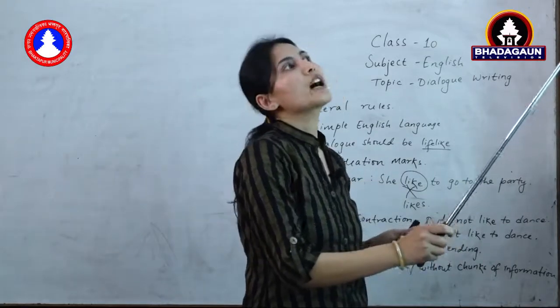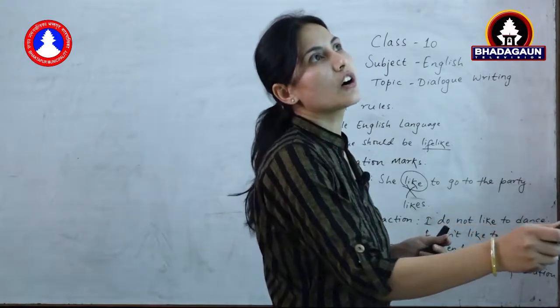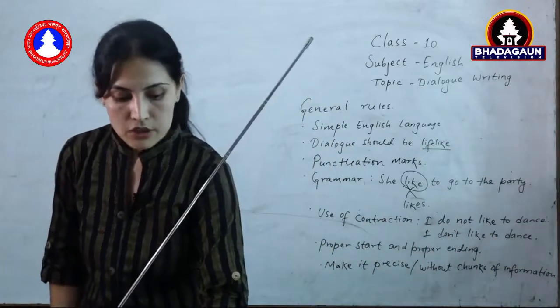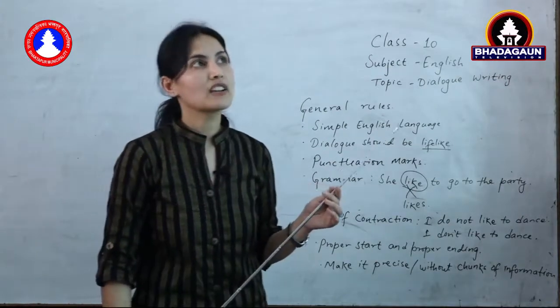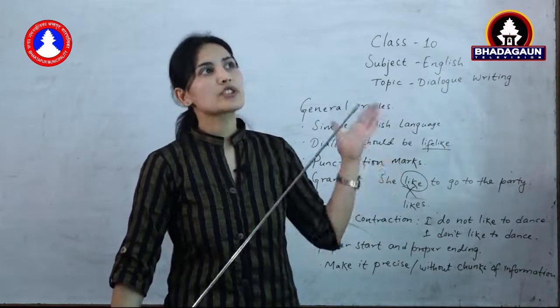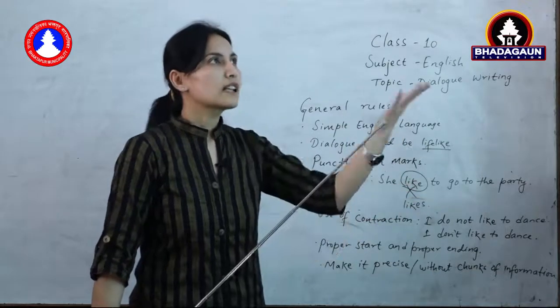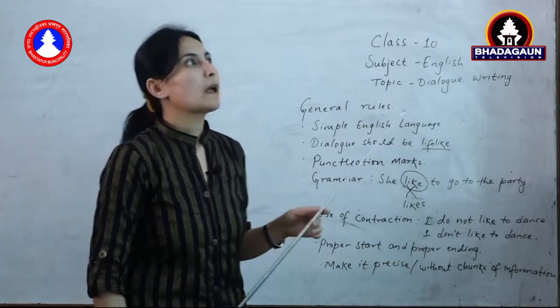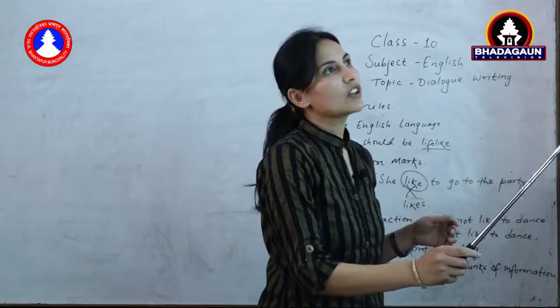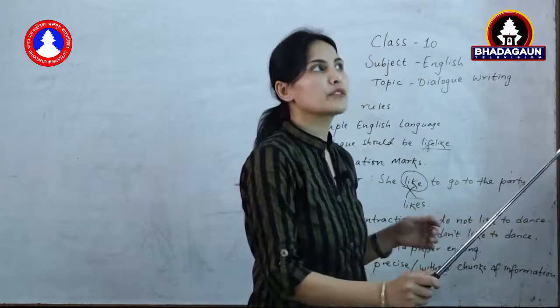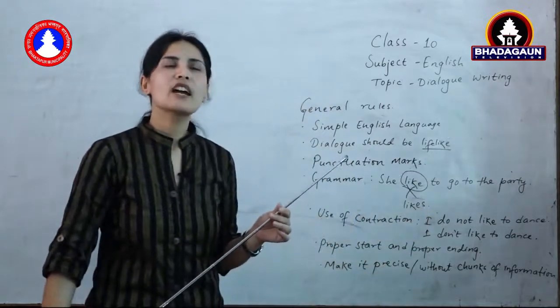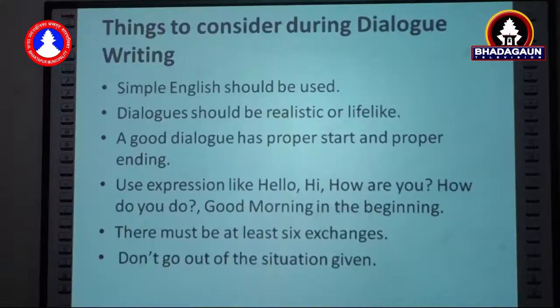Number 2, dialogues should be realistic or lifelike. So real life situations and real life conditions should be expressed in our dialogue. You can't write imaginary situations; superhuman things you can't mention in the dialogue. So make it realistic and lifelike. Likewise, a good dialogue has a proper start and proper ending. Very important. First impression is the last impression, we all know that. In the same way, whenever you write the dialogue, you don't drag yourself into the situation directly. Of course, we don't do that.